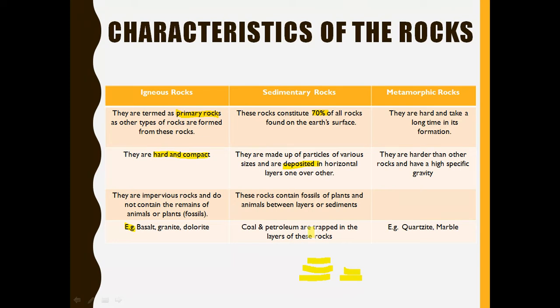These rocks contain fossils of plants and animals between their layers or sediment. Now, coal and petroleum are trapped in the layers of these rocks. Then comes your metamorphic rocks. They are hard and they take a very long time in their formation. They are harder than other rocks and have a high specific gravity. Example, quartzite and marble. Right?